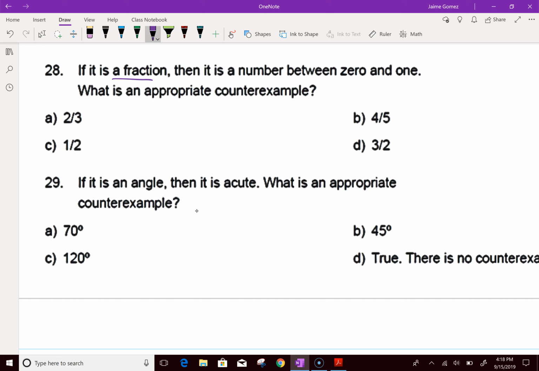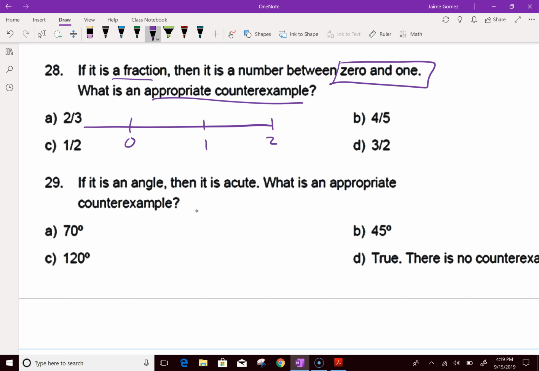If you have a fraction, all fractions have to be between 0 and 1. What's a counterexample? Well, on a number line, 0, 1, and 2. This says that all fractions have to be in between here. Anyways, all the fractions have to be between 0 and 1. 2/3, that's 0.66. Is that in between here? Yes. 1/2, that's 0.5. 4/5, that's 0.80. All of these numbers are less than 1. But 3/2 is 1.5. 1.5 is after 1, so that's a counterexample.